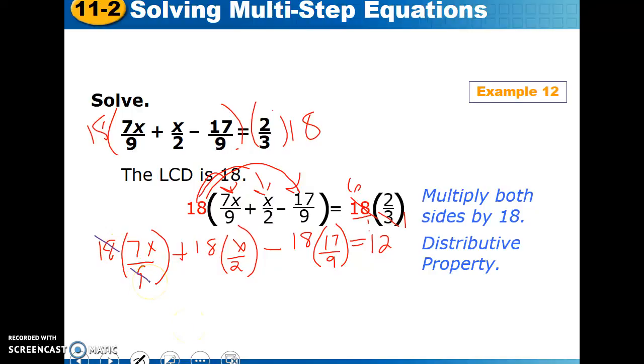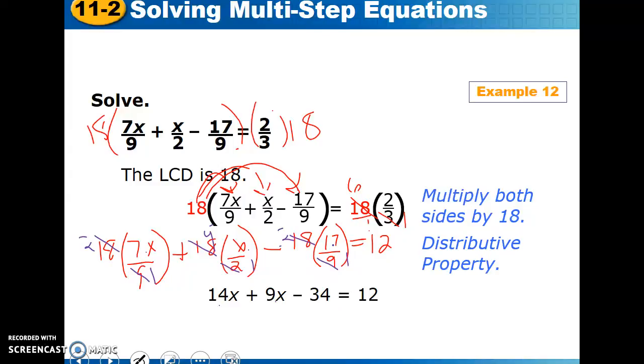18 and 9 can divide by 9, that's 1, that's 2. 18 and 2, dividing by 2, that's 1 and 9. And then 18 and 9, that's dividing by 9, that's 1 and 2. So it simplifies to be 14x, because 2 times 7 is 14, plus the 9 times x is 9x. Then 2 times 17 is minus 34, equaling 12.